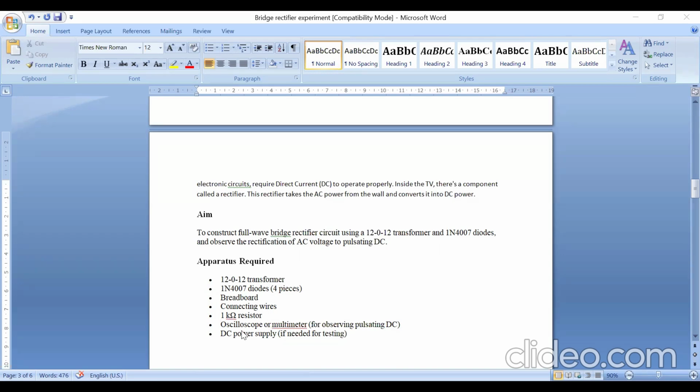To check the waveform, we need an oscilloscope. If you don't have an oscilloscope, you can check the DC voltage in a multimeter also. DC power supply is not required. For testing, I am requiring... So I'll remove this. So oscilloscope. So these are the apparatus required to do this experiment.